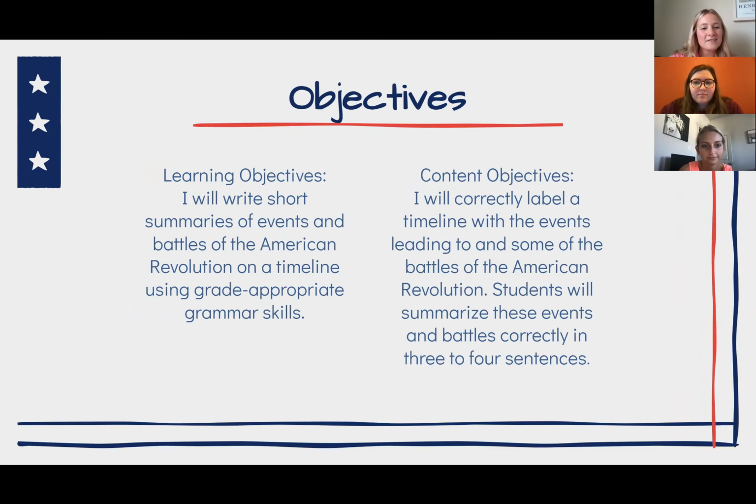So for our objectives, our learning objective is I will write short summaries of events and battles of the American Revolution on a timeline using grade appropriate grammar skills. And then for our content objective, we have I will correctly label a timeline with the events leading to and some of the battles of the American Revolution. Students will summarize these events and battles correctly in 3 to 4 sentences.